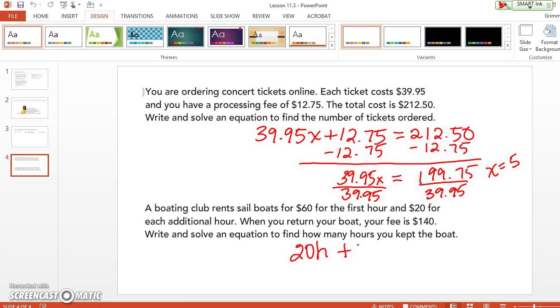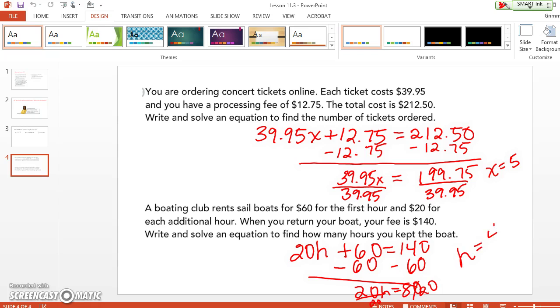20h plus 60 equals 140. Okay. All right, so what do I do first? Minus 60, good. So subtract 60. All right, and then I get 20h equals 80. And then divide both sides by 20. Sorry, I'm running out of room here. Divide by 20. And so h equals 4, and what does that mean?